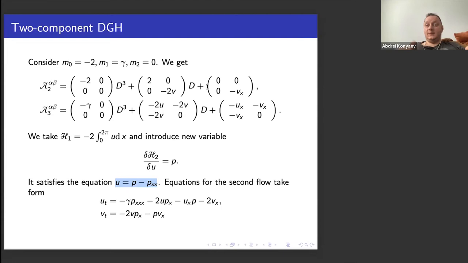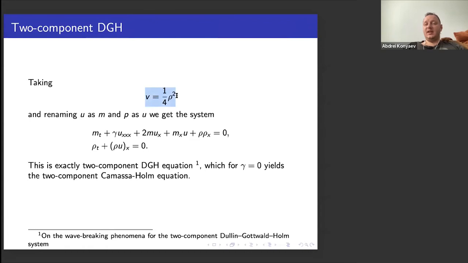then I know that there exists a function, I use its variational derivative for this to get ux vx with the twos, I find the relation on it, and I pick a different new coordinate, like the same I did in the one-dimensional case, I get the following system in P, see, in P. Now, what I need to do, I change the variables like this, like V is a square of some variable, and I change M, U into M, and P into U, and I get the following, which is exactly the two-component Dullin-Gottwald-Holm equation.